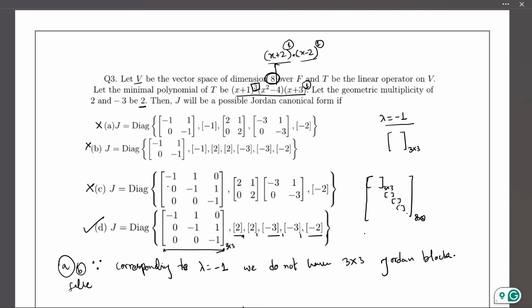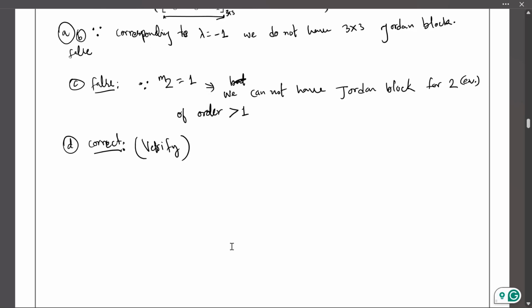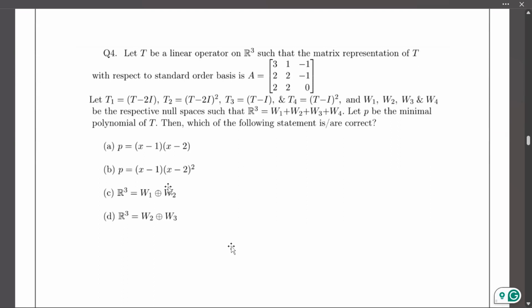So this is correct. Okay, the option is correct. Verify it. I verified. If you want to go back, you can watch the video once more. Otherwise, you should directly verify so that next time you can verify by yourself. Okay. So let's see. Question number 4.